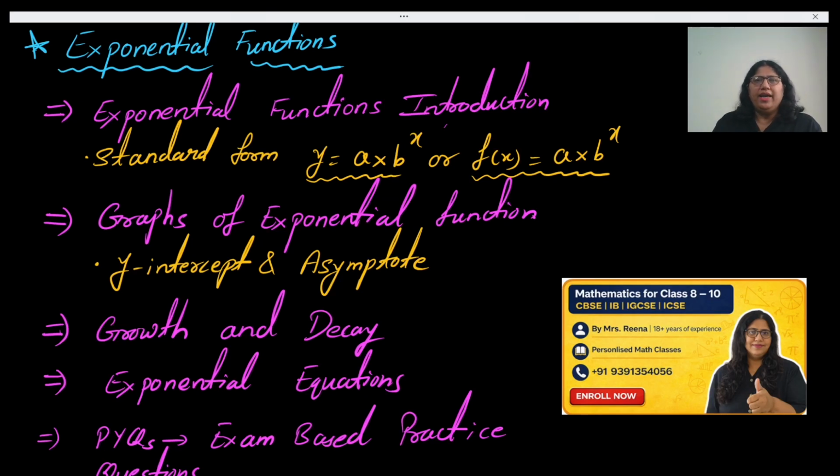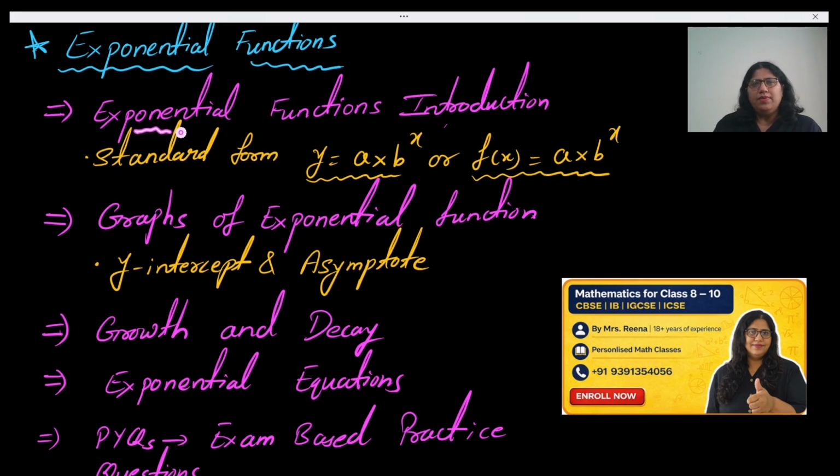So this is our topic, exponential function. We have already seen the meaning of quadratic function. This is again a very important part, which is part of both standard and extended math. So what are we going to see in this topic here?